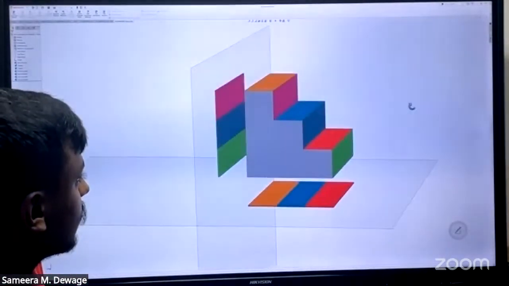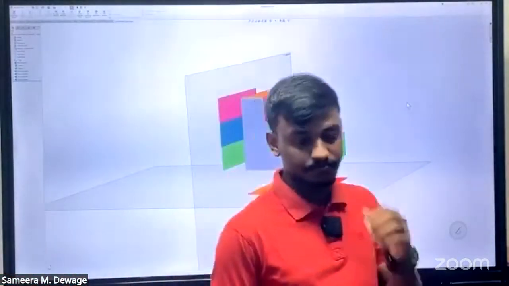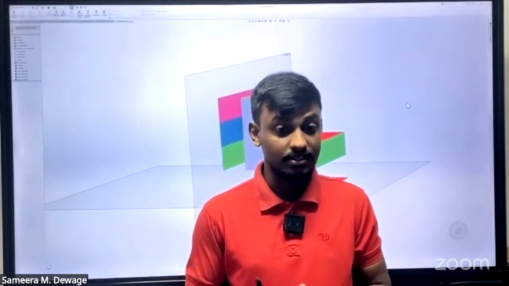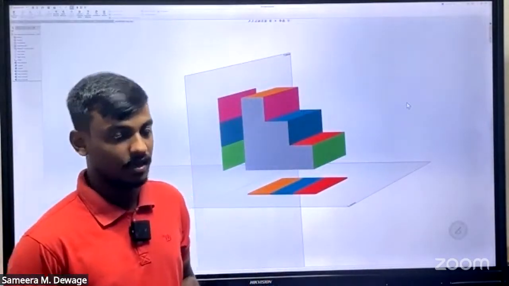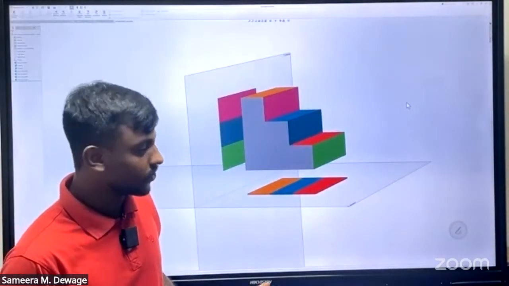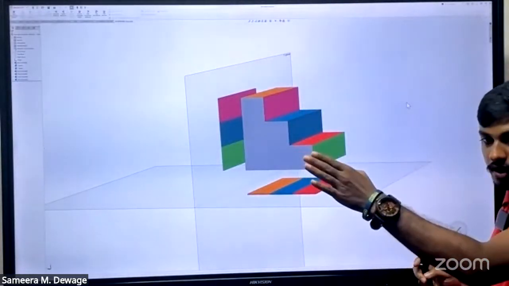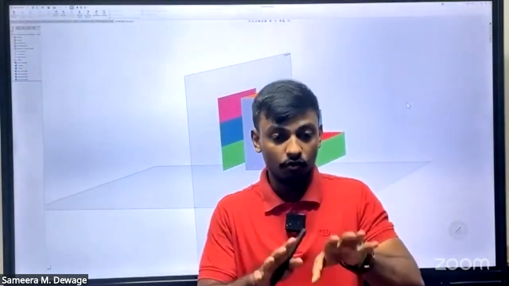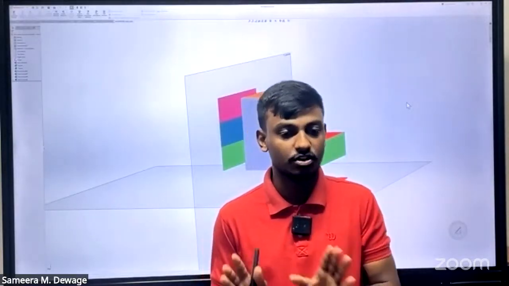So what's the meaning of orthographic projection? Can anyone tell me? In physical class, we already discussed orthographic projection, right? Orthographic projection means we look at the object perpendicularly from different directions, and that projection view we draw on our 2D plane or graph paper. That's the simple definition.